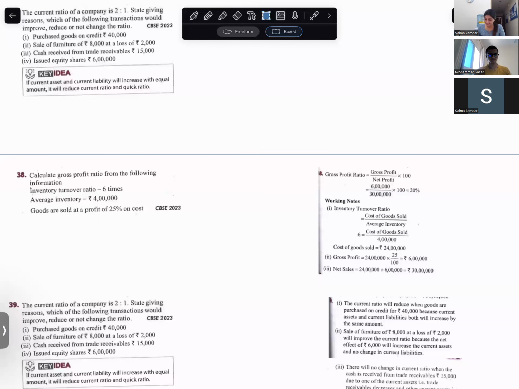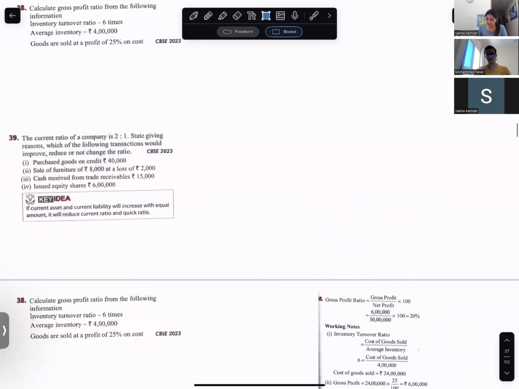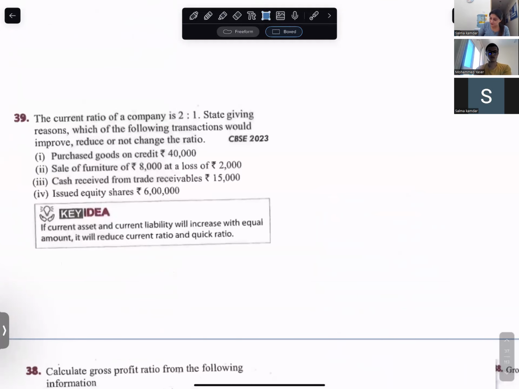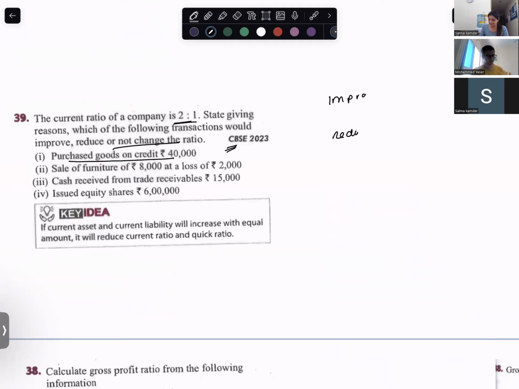Now they are telling the current ratio of the company is 2:1. Are you with me? Yes. The 2023 paper. State, giving reasons, which of the following will improve, reduce, or will not change the ratio. Purchase goods on credit. That means I have purchased some goods on credit. Current liability will increase.